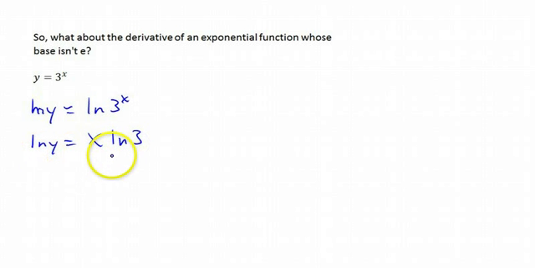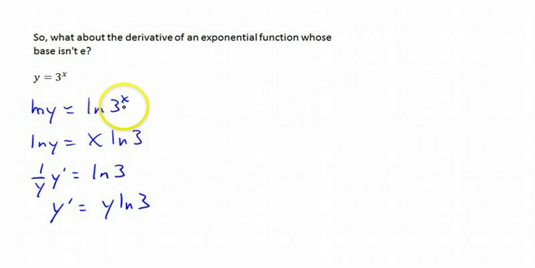So what about the derivative of an exponential function whose base isn't e? Well, let's take the natural log of both sides. So I get the natural log of y equals the natural log of 3 to the x. That means the natural log of y is x natural log of 3. Now let's do implicit differentiation. So I get 1 over y times y prime equals, now the derivative of x times a number is just the number, right?